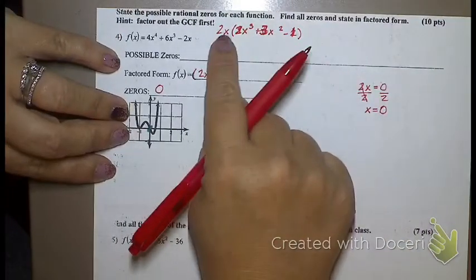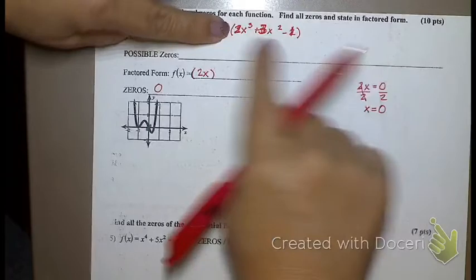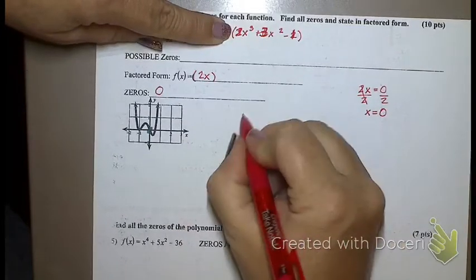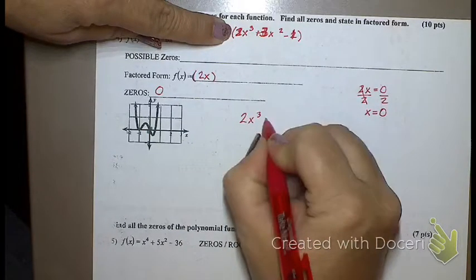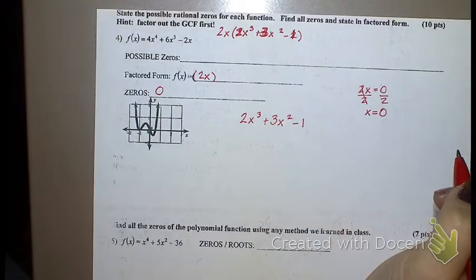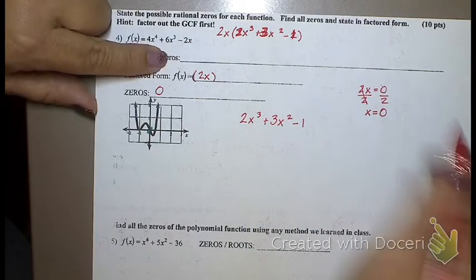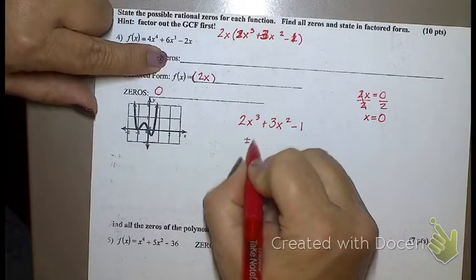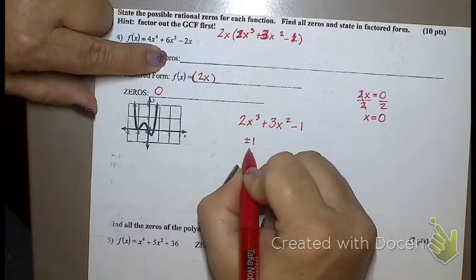Okay, so I've dealt with the 2x. So really this is what I'm dealing with now, right? 2x cubed plus 3x squared minus 1. Possible zeros. My constant is 1. My leading coefficient is 2.